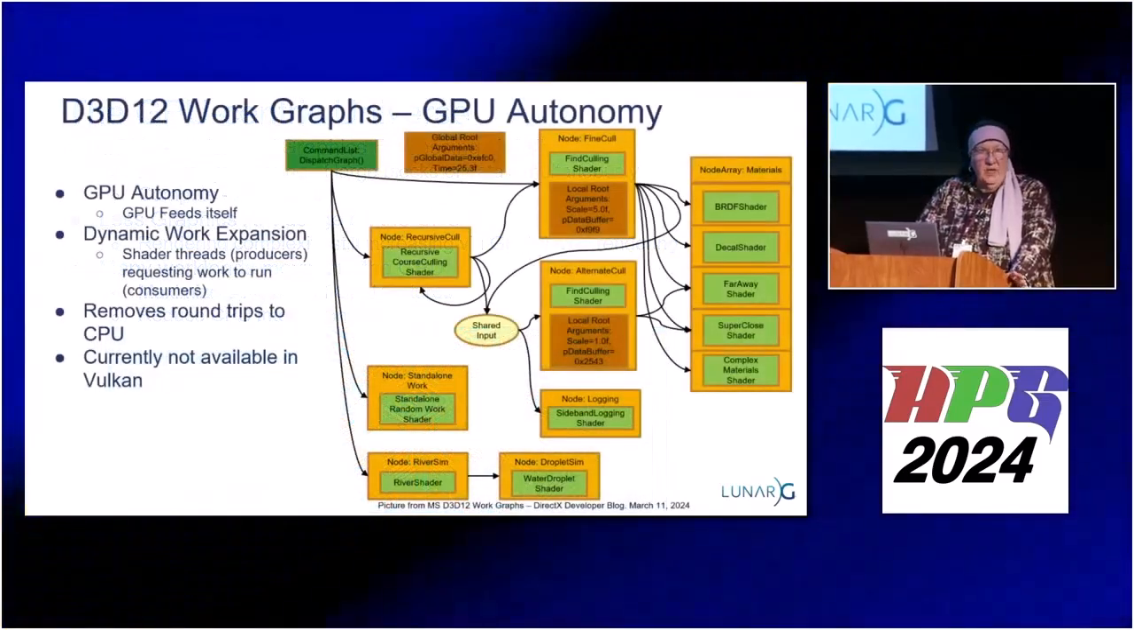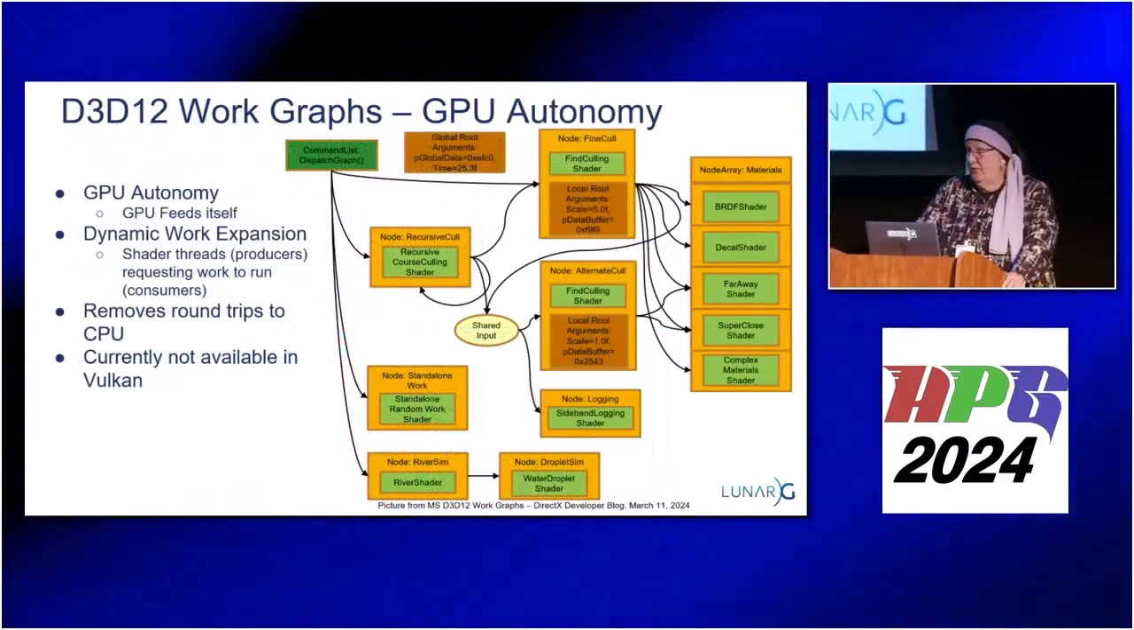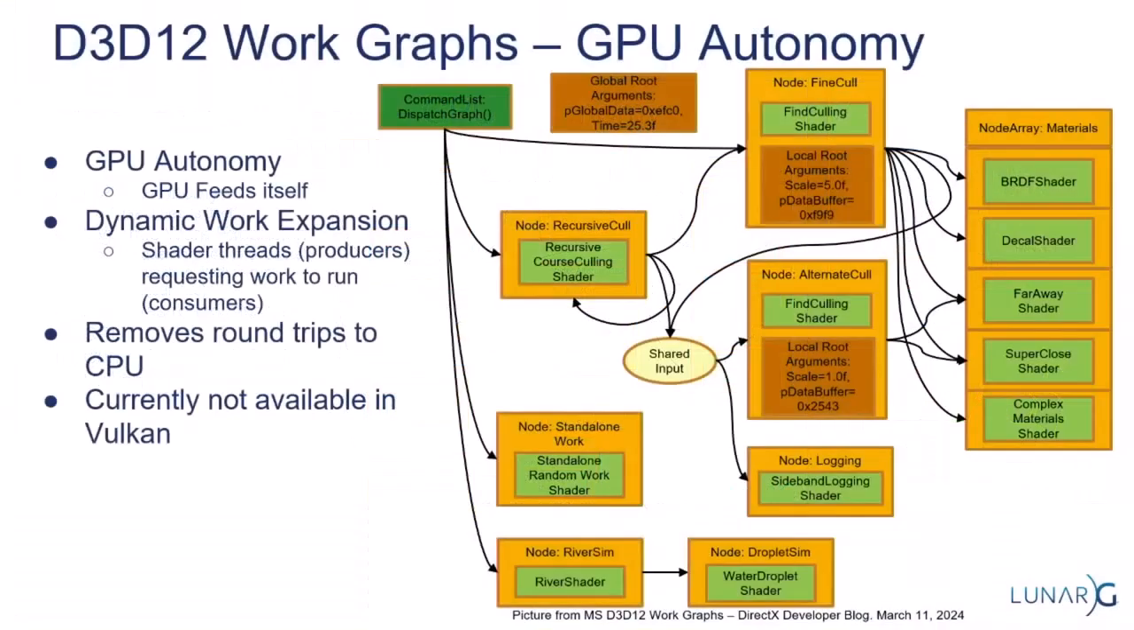So work graphs, I think everybody knows what they are. This is a fine example of a GPU-centric universe. Work graphs are giving more autonomy to the GPU. The GPU can feed itself and create more workloads and keep executing. It removes round trips to the CPU. Now this is currently not available in Vulkan, but this is a prime example of a GPU-centric universe feature.